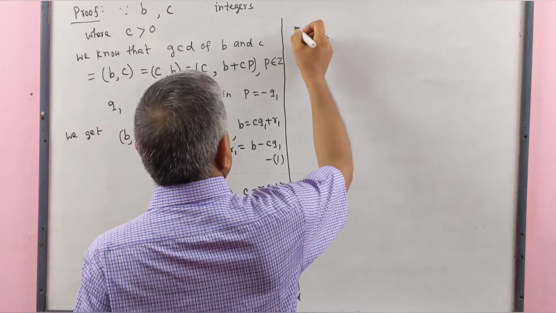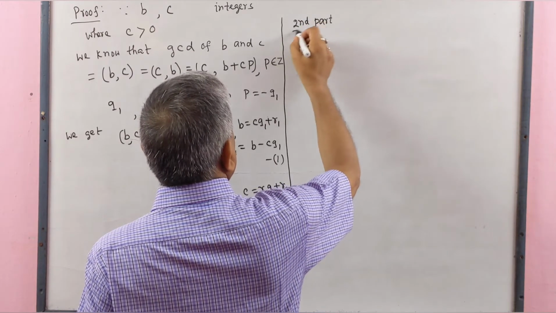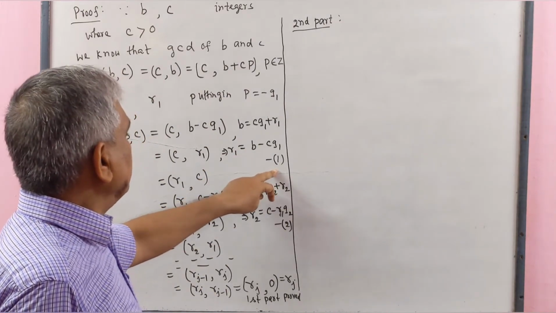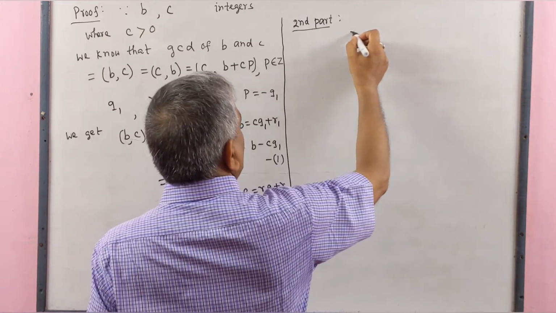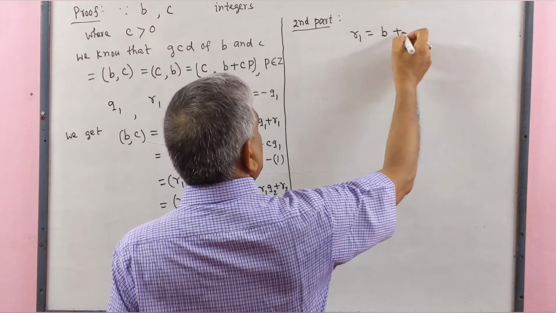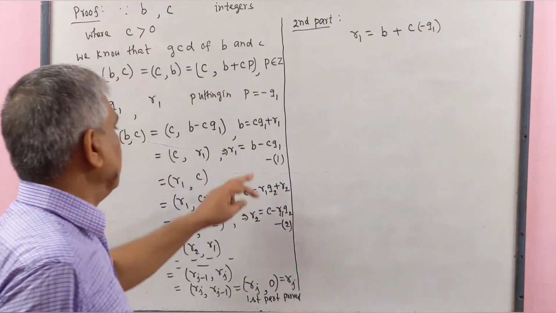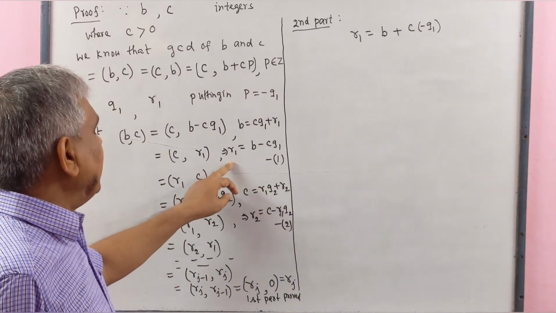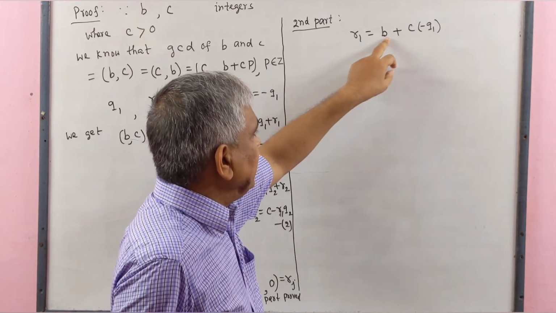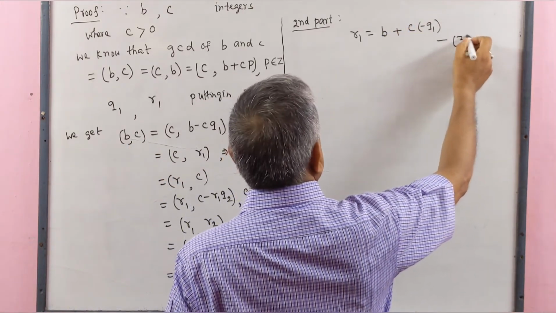Now we prove the second part. Since in number 1 we see that R1 equals B plus C under bracket minus Q1, therefore the remainder R1 is a linear combination of integers B and C. Let this be number 3.